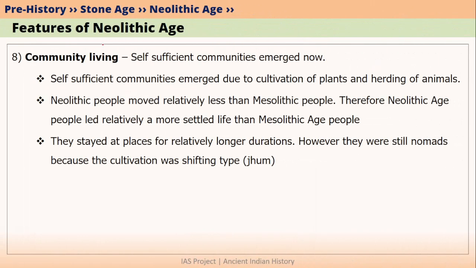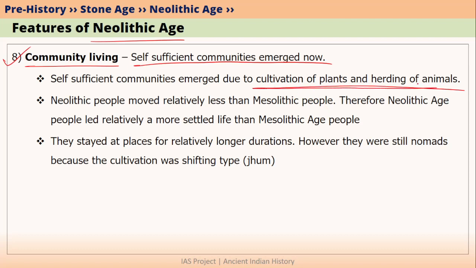Another important feature of Neolithic age was community living. What happened because of agriculture was that self-sufficient communities emerged. What we mean by a self-sufficient community is that within the community you will get everything for a person to live. You will get food, you will get clothing as well as you will get shelter. This is why community living developed in Neolithic age. And the main reason for this was cultivation of plants and herding of animals, which started only in Neolithic age.